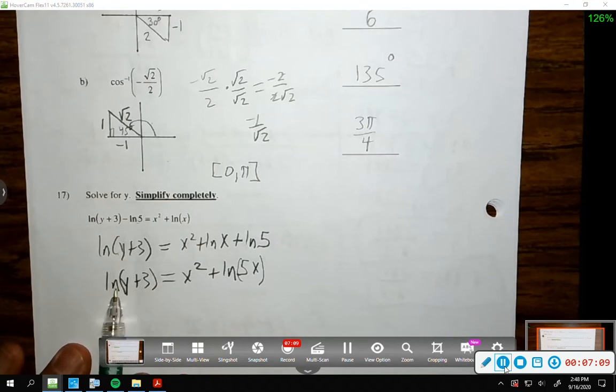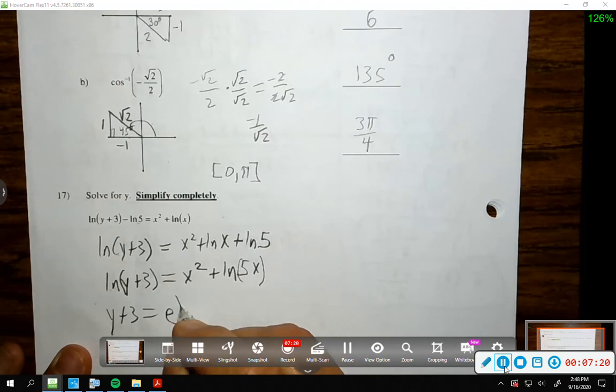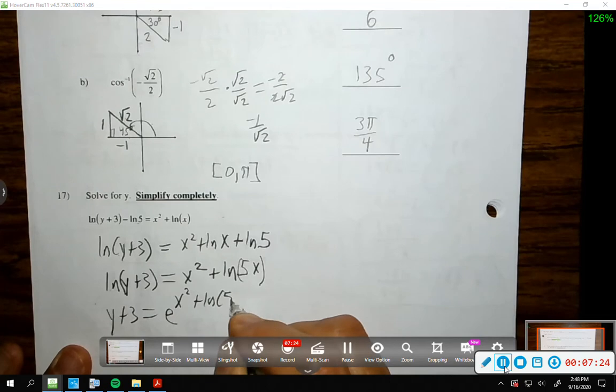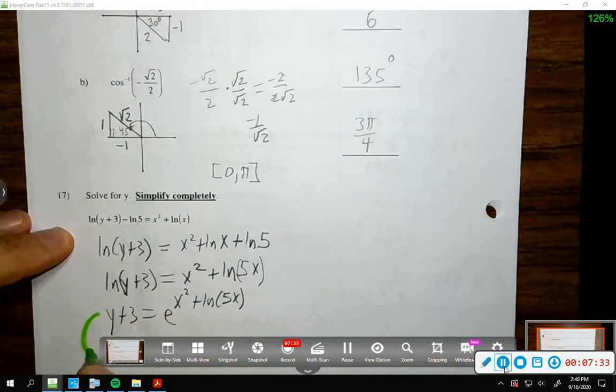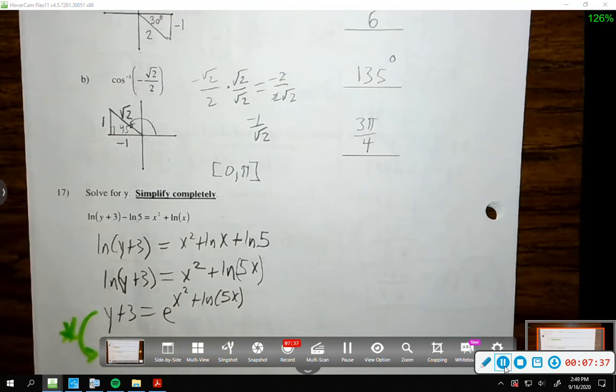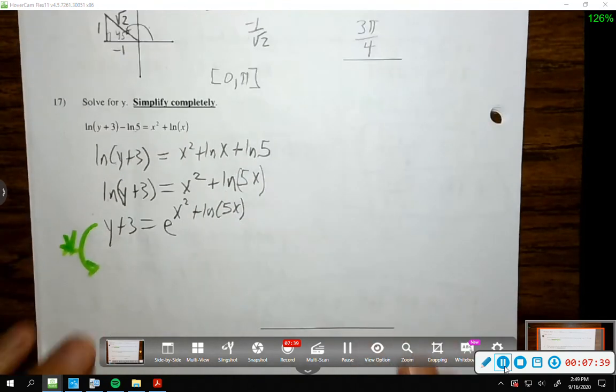The inverse operation, the inverse function of a natural log is e raised to. So if I take e raised to this side, I have y plus 3 left. If I take e raised to the right side, it looks like this. This next step is the most critical step, and you must show this step right here. Okay, I have to see this on your test or you will miss a point for not showing it, even if you have the right answer.